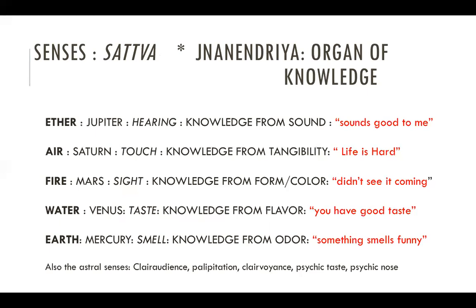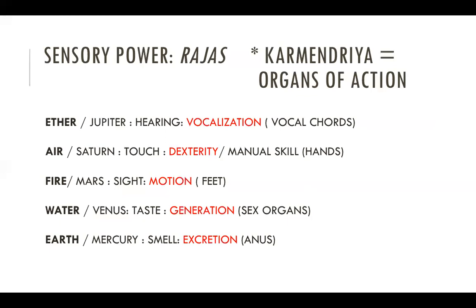And it's kind of an interesting concept, I guess. So there's also astral senses, which are a little different. They are our clairaudience. They're kind of our psychic senses. Clairaudience, clairvoyance, psychic taste, psychic smell. So there's psychic qualities. So the rajas thing emerging out of the rajasic quality coming from this illusory world we're in, or the karmendriya.